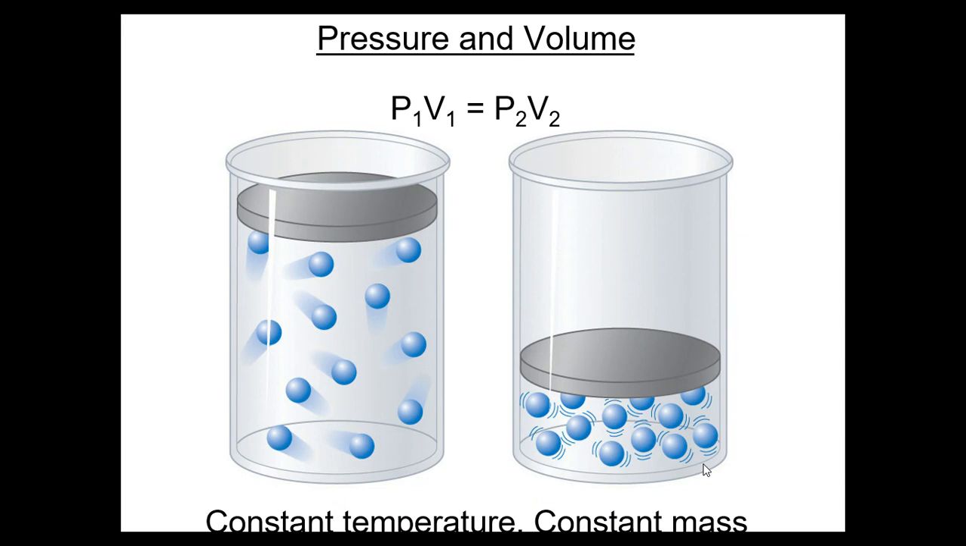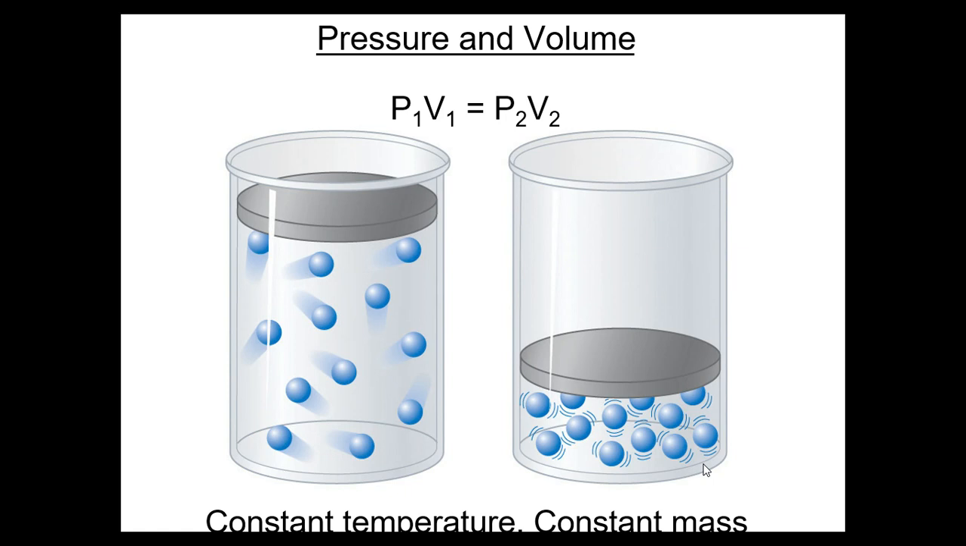This gives us a new equation involving gas pressure and volume. The pressure and volume of a gas multiplied together is equal to its new pressure and volume multiplied together. And this is assuming that we haven't made the gas hotter, we haven't changed the temperature, and we've got the same mass of gas, the same number of particles. So P1 V1 equals P2 V2.